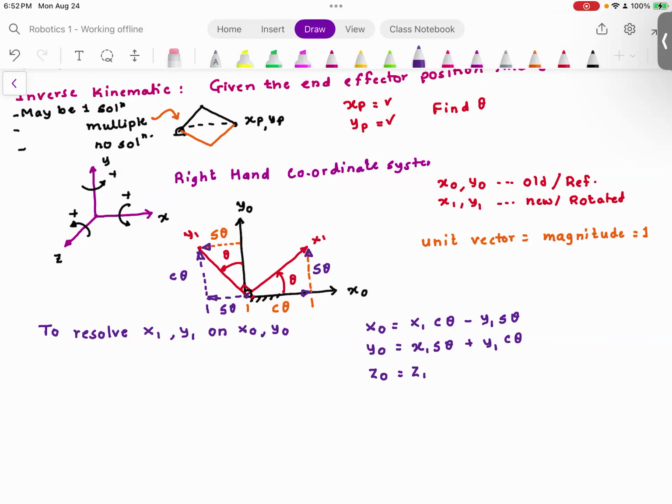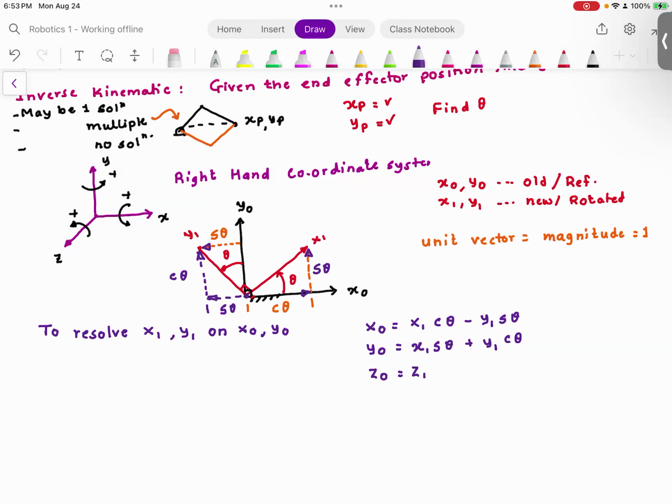Now this is a simple algebraic equation. I want to write this equation in a matrix form. And the matrix that I'm going to get is called the rotation matrix. We would solve all forward kinematics problems using the rotation matrix.